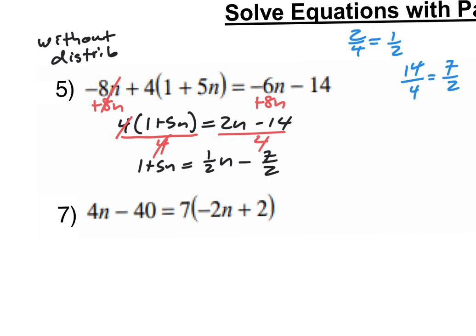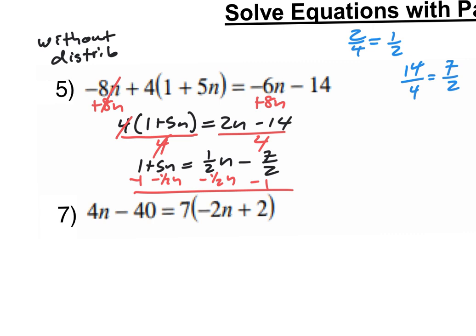So let's keep up with what we were doing, though. Now I have a 5n and a 1/2 n and a negative 7/2 and a positive 1. Remember, I said we got to get all the variables on one side, and I usually want to go to the bigger variable side, which would be 5n. So what do I have to do? I need to subtract a 1/2 n from both sides. And then I'm going to subtract a 1 and subtract a 1.